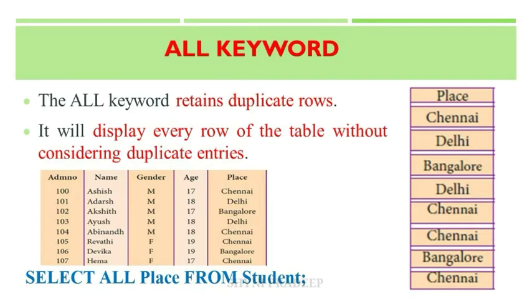Okay. See, this is the student table. This is the command: select all place from student. Here the ALL keyword is used. All the place values will be displayed in the output screen. This is the output. See, all the duplicate values are displayed here. Chennai 4 times, Bangalore 2 times, Delhi 2 times.